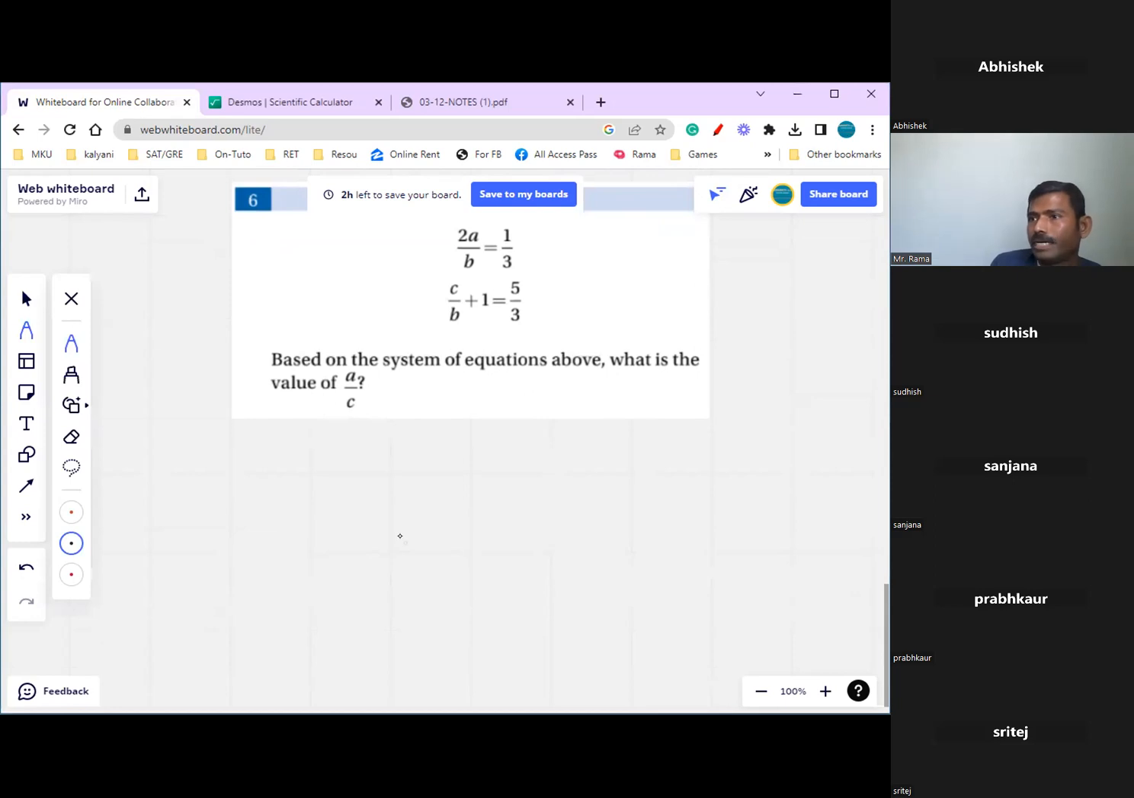Now they gave you 2a over b is 1/3, and then this is given to you. Now they're asking for a over c. So if I can bring something close to a over c, then I can do it easily. So I'm going to give you an idea here, eyes on screen. So a over c, can I write it this way?